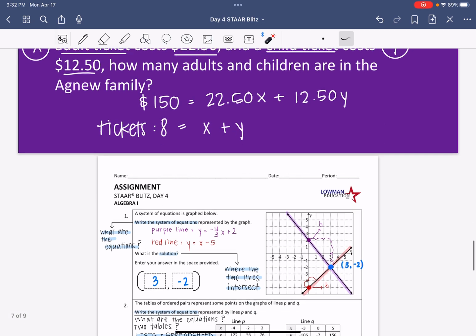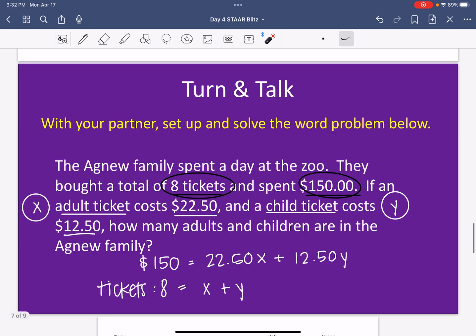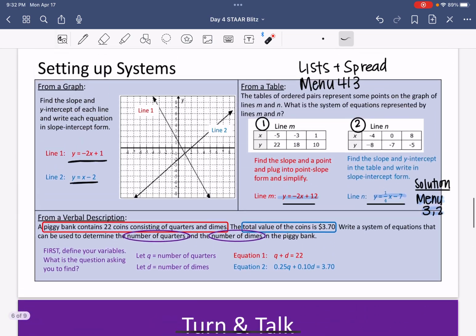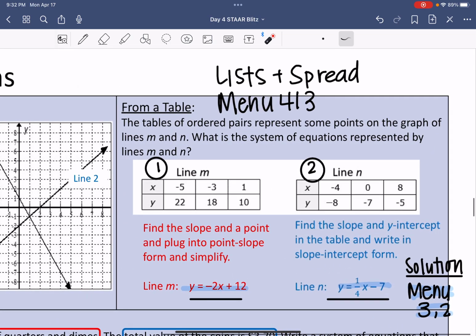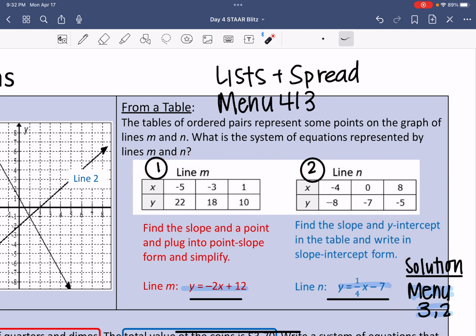This should help you on your assignment. Your probably most difficult one is this one right here, where you have to do lists and spreadsheets first, and then you must do menu 3, 2 when it asks for the solution.